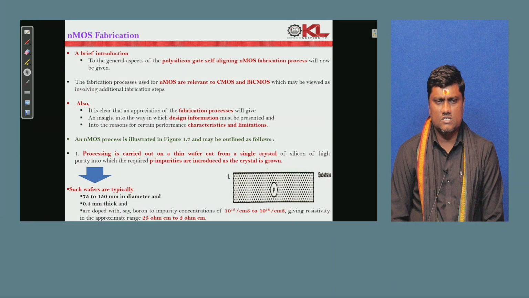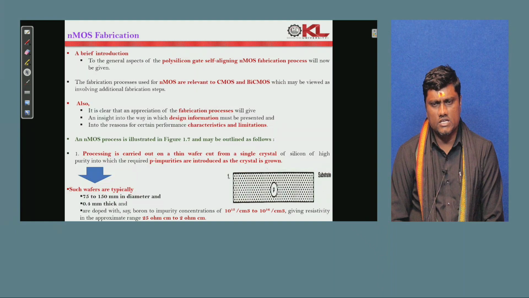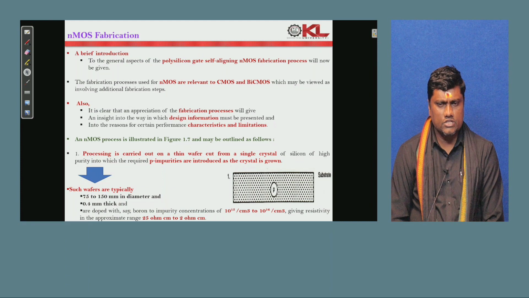NMOS. The first step is that processing is carried out on a thin wafer cut from a silicon crystal of high purity, into which the required P impurities are introduced. So, this is the wafer we have taken, and we have introduced a number of impurities into it. This is basically a P type substrate, and these wafers come in different diameters, 75 mm to 150 mm, and also different thicknesses.